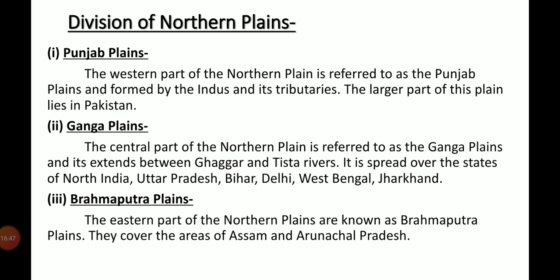Number 2, Ganga plains. The central part of the northern plain is referred to as the Ganga plains and it extends between the Ghaghra and the Tista rivers. It is spread over the states of northern India like Uttar Pradesh, Bihar, Delhi, West Bengal and some parts of Jharkhand. Number 3 is Brahmaputra plain. The eastern part of the northern plains is known as Brahmaputra plain and it covers the areas of Assam and Arunachal Pradesh, and these plains are formed by the river Brahmaputra and their tributaries.